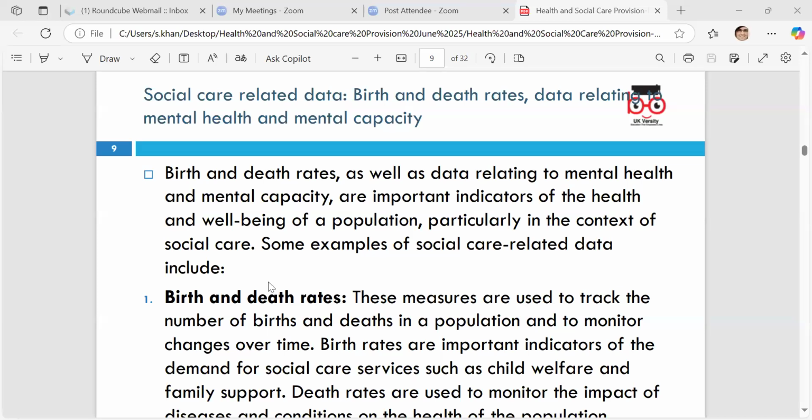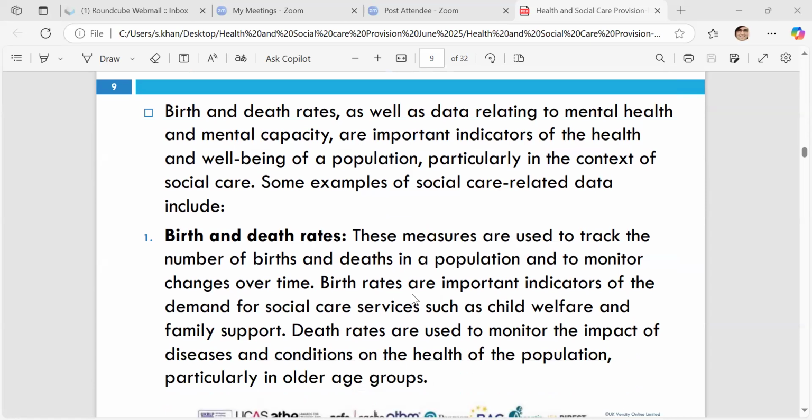So the birth and death rates, this measures the number of births and deaths in the population. And why do you think it's so important to measure birth and death rates?